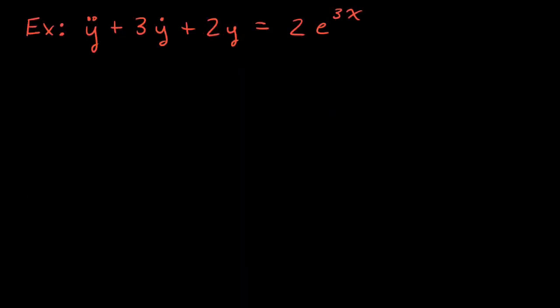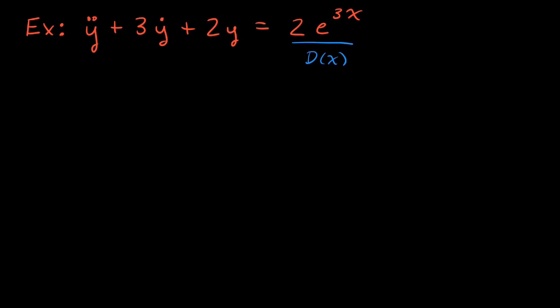Okay, so now as an example, let's look at this equation here. So we've got y double dot plus 3y dot plus 2y equals 2e to the 3x. Okay, so this is our d of x, right? So it's the right-hand side. It is not 0, so we have a non-homogeneous linear second-order ordinary differential equation.